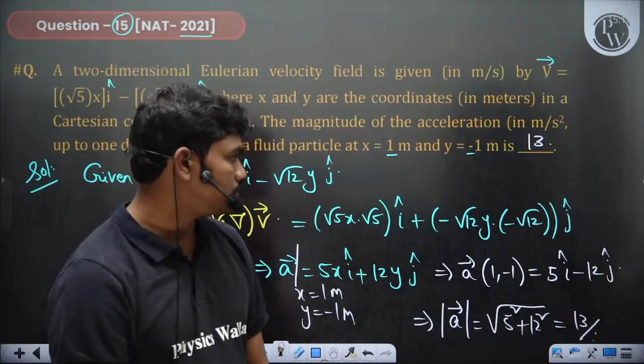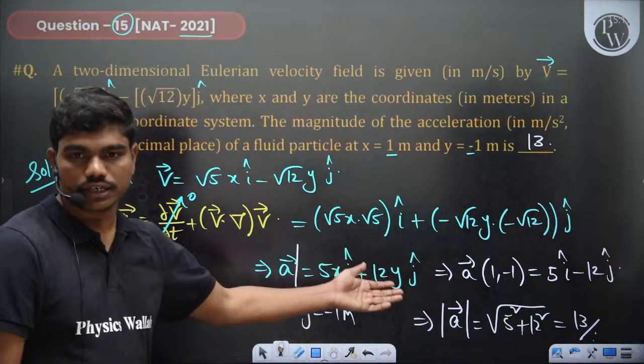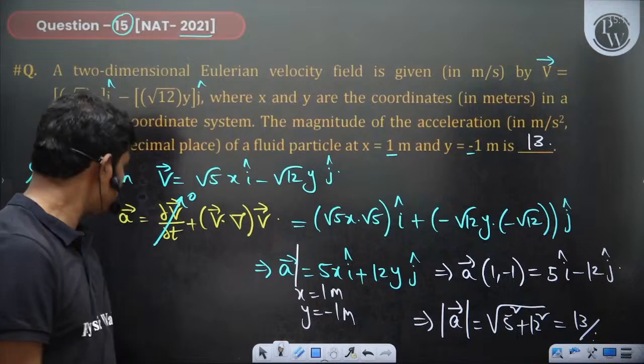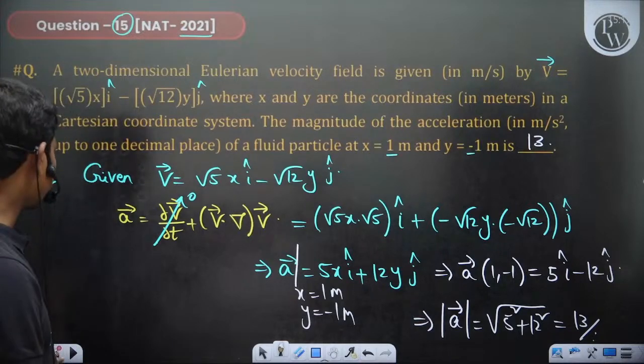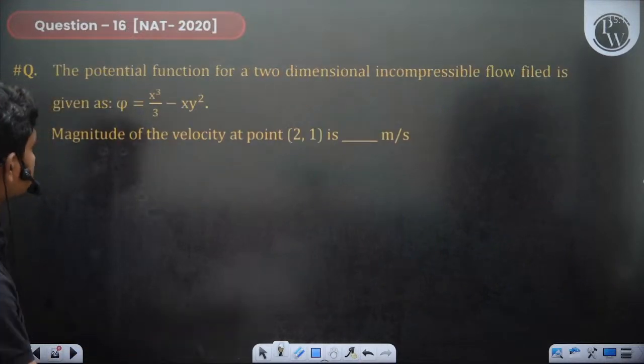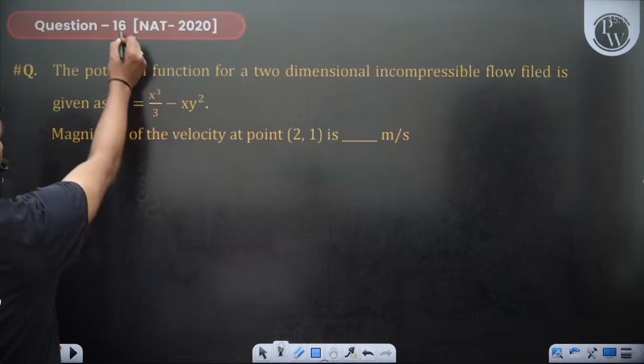Good. That's how you can get the acceleration vectors directly. So 13 is the answer. Next, the potential function for a 2D incompressible flow field.